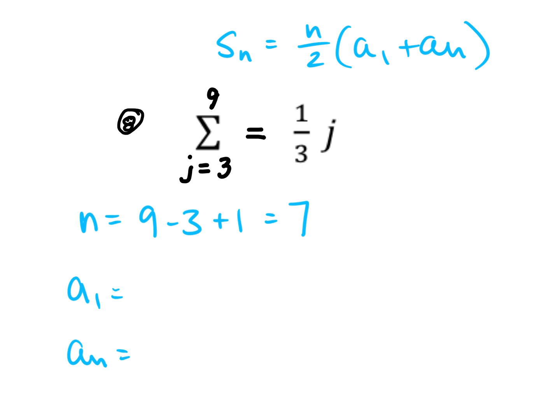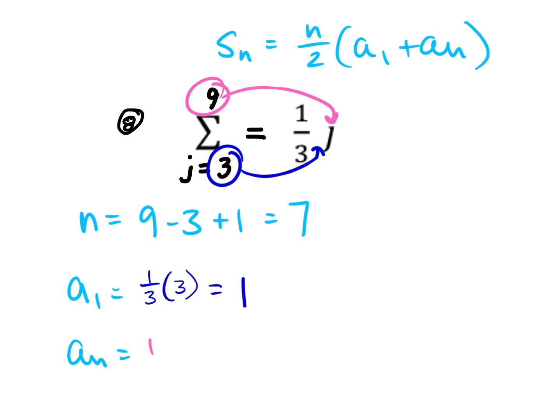a sub 1 is our first term. How do we find the first term? Plug 3 into the j. So we have 1/3 times 3, which would be 3 over 3, which is 1. How do we find a sub n? Plug 9 into j. So we have 1/3 times 9. So 9 over 3 would simplify to 3.